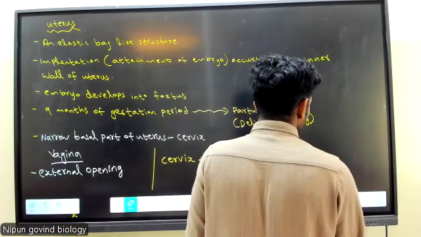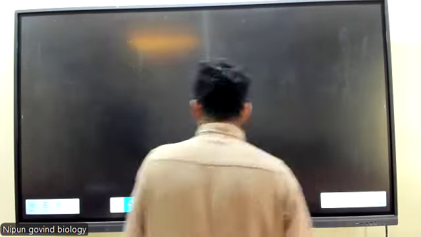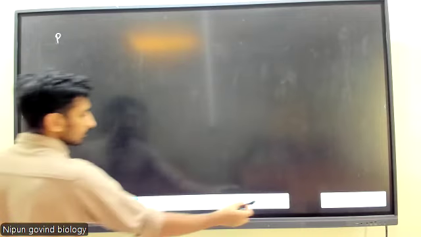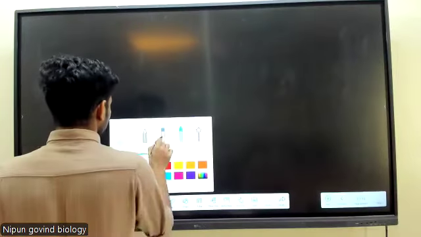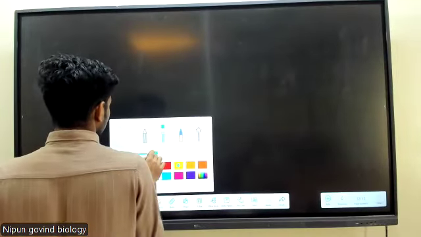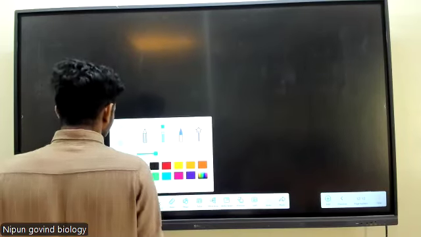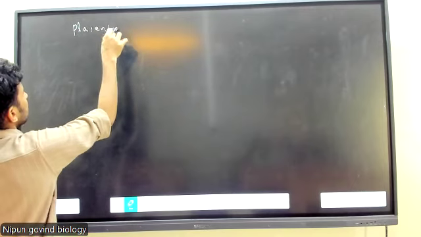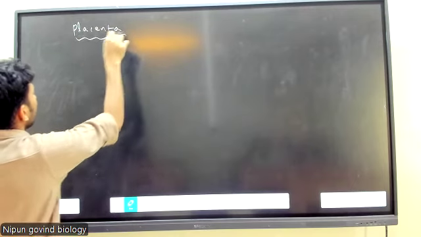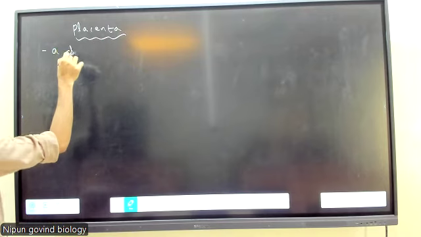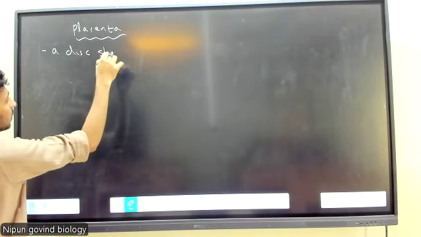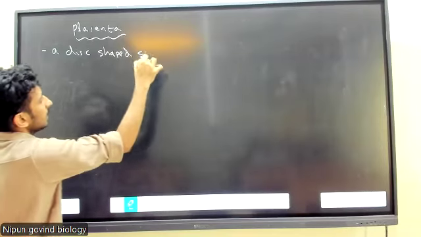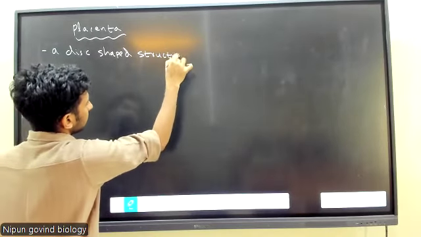Okay, guys, now we are going to study about placenta. Placenta is a disc-shaped structure.